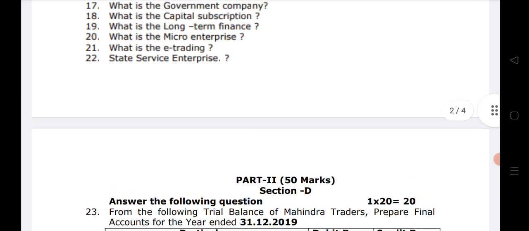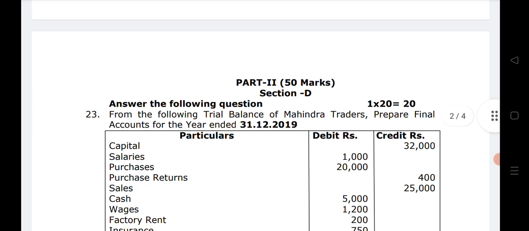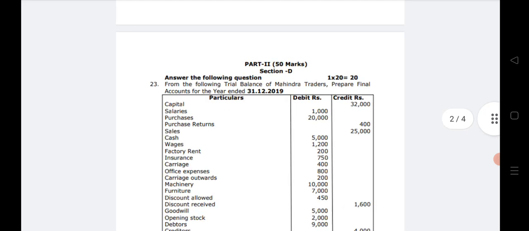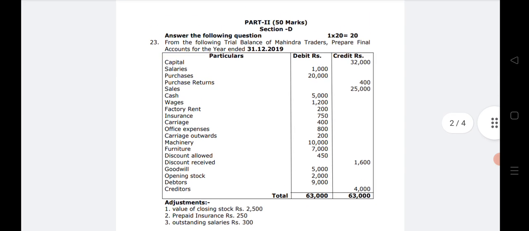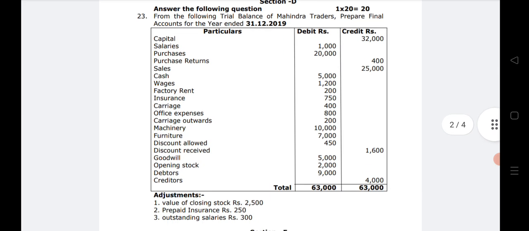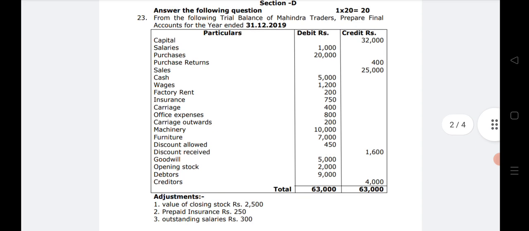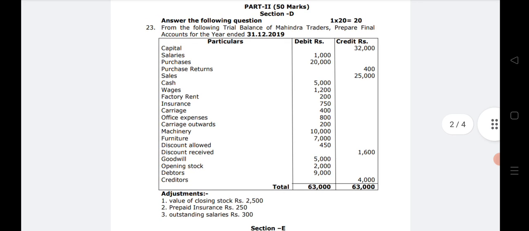Next, this is about the 50 marks for commerce. Then the accountancy 50 marks. You know that in accountancy 50 marks you will get one question from final account. Final account is very important. I request the students not to practice only this question, because sometimes the adjustment may change.